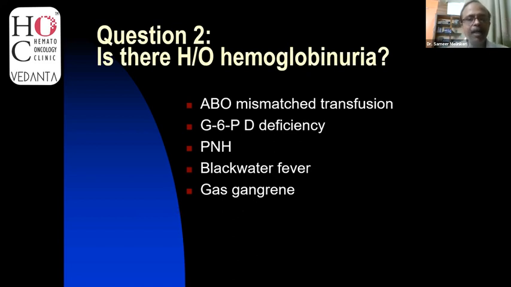The second question you must ask is: is there hemoglobinuria? Is there any history of hemoglobinuria? If that is the case, then you're probably dealing with one of these causes of hemoglobinuria: an ABO mismatch transfusion, G6PD deficiency, PNH, blackwater fever, malaria, and gas gangrene. These are causes of hemoglobinuria. So if hemoglobinuria, cola-colored urine, is there, then your differential diagnosis tends to be limited to some of these conditions.